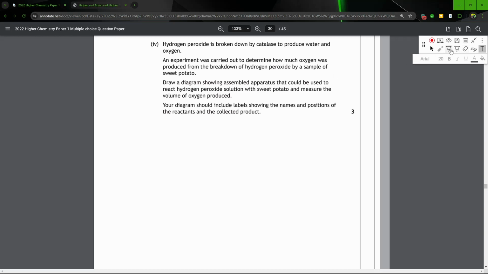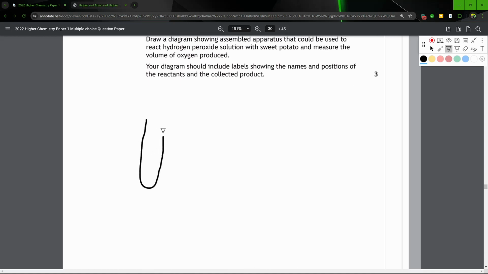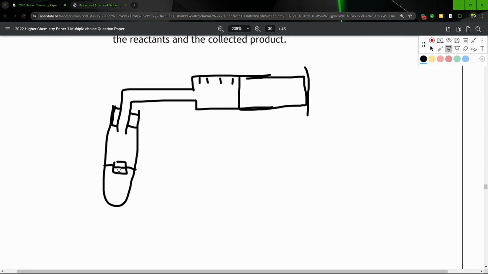Okay, so this sounds a bit more complicated than it actually is, but what we're going to do is we're going to have a test tube, and we're going to have a solution, and then we're going to have a sample of sweet potato, and then we're going to have a stopper, a tube coming out. And then we're going to have a gas syringe, so make sure there's no holes in your tubing, and make sure there's a scale on your syringe. And then all we need to do now is start labeling stuff.